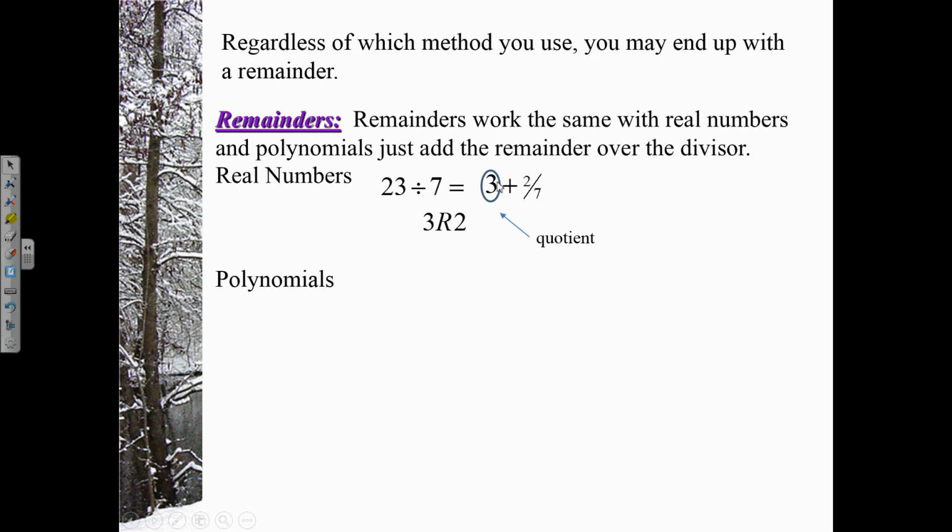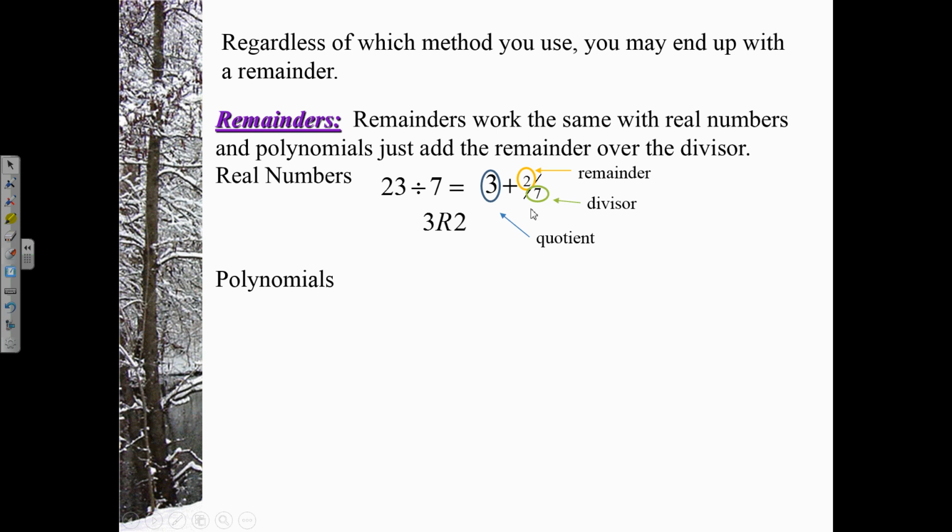Each of these things has a name. The 3 is called the quotient. That was like your answer from dividing. The 2 is the remainder. That was the part that's left over. And then the 7 is called the divisor. That's the thing that you're dividing by.